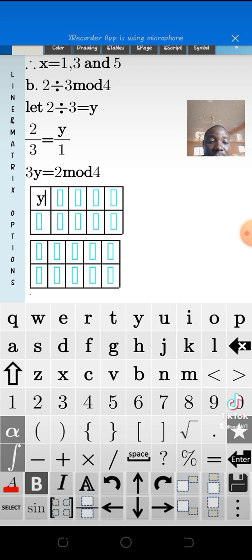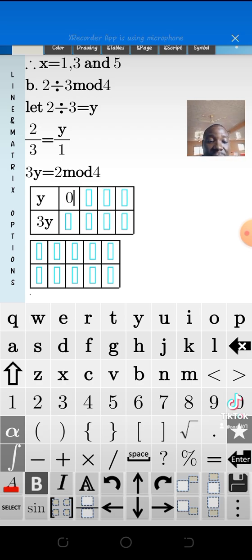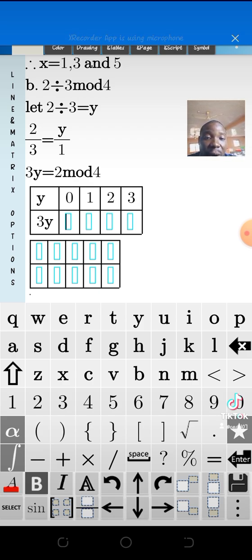This time the table contains y and 3y. And since we are dealing with mod 4, the y values range from 0, 1, 2, and 3. Is that okay? So now let's multiply, because 3y simply means 3 multiplied by the y values. So 3 times 0, because the first y value is 0, is 0. 3 times 1 is 3.